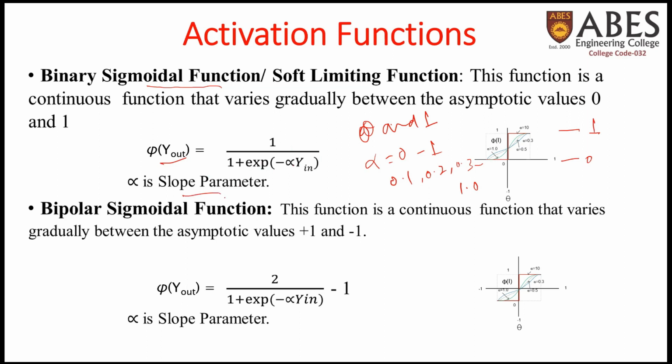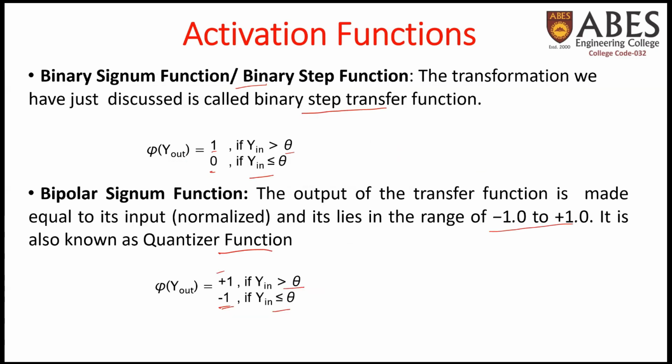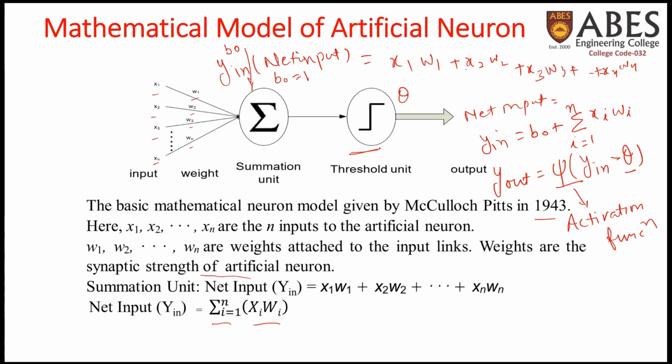Alpha is the slope parameter. Another activation function is the bipolar sigmoidal function. In this bipolar sigmoidal function, there are two poles, +1 and -1. The asymptotic values lie in between +1 and -1. The formula to calculate the final y output is 2 over 1 plus exponential of minus alpha yn, minus 1. Alpha is our slope parameter. So these are the activation functions that are applied to the threshold unit to calculate the final output.